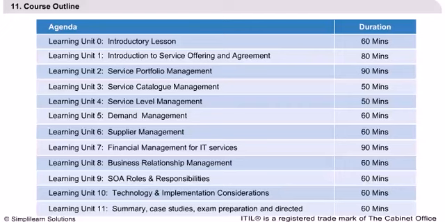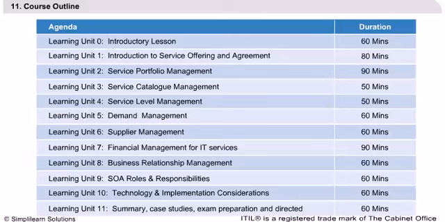Learning Unit 11 is the last unit of the module, which consists of the summary, exam preparation, and directed studies. In this learning unit, we will summarize the material covered in the previous units and prepare you for the examination. A mock examination will be conducted as part of the delivery of this course.